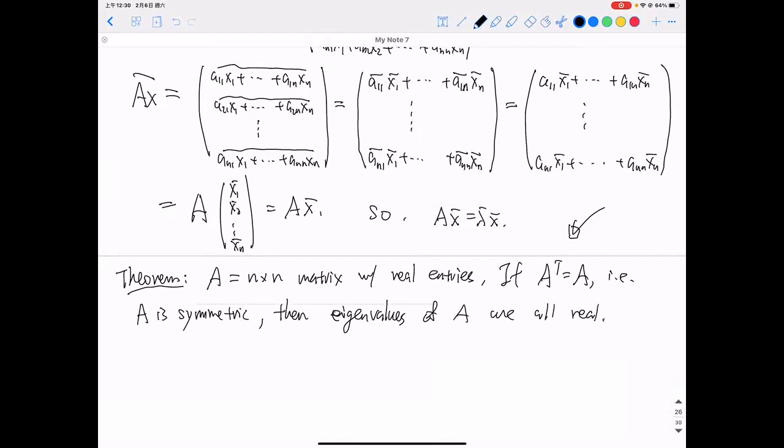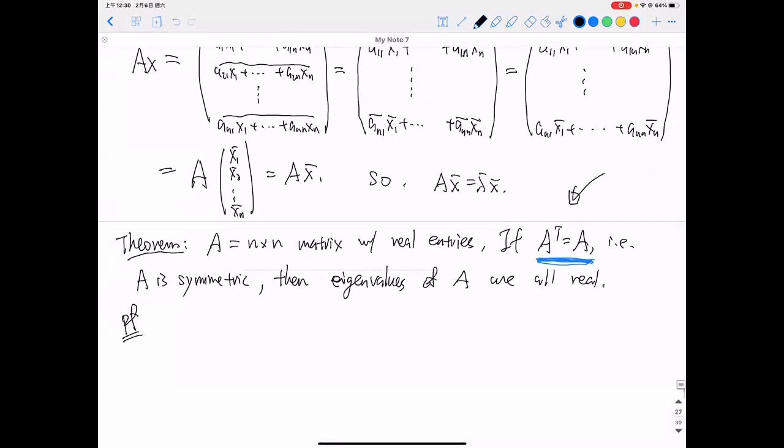Okay, so first of all, you see what this theorem means. In general, eigenvalues can be complex numbers, but if you have a symmetric matrix, the eigenvalues are real according to the theorem, and then we don't have to worry about the issues that we talked about.